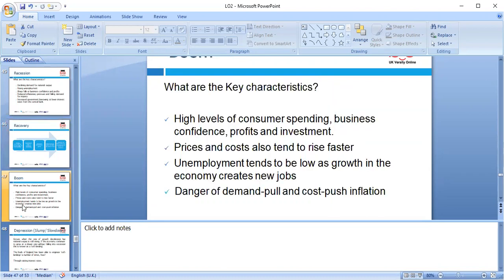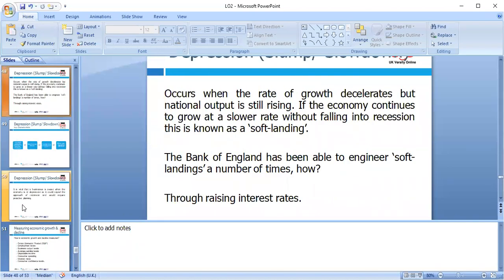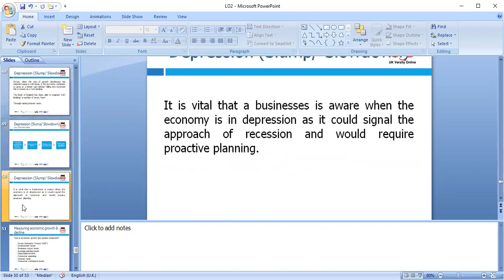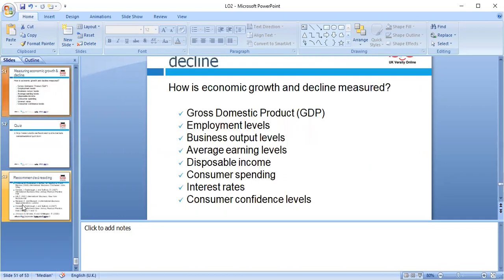So what are the key characteristics? A high level of consumer spending, business confidence, profit, prices, costs. We need to think about unemployment tending to be lower, and economic growth. The Bank of England and soft lending: we can look at the lending policy. When we have a depression in the economy, we can see businesses decreasing. This is basically the whole cycle.